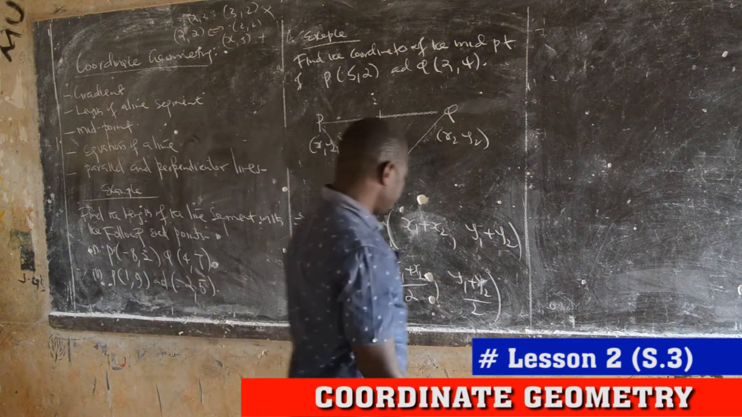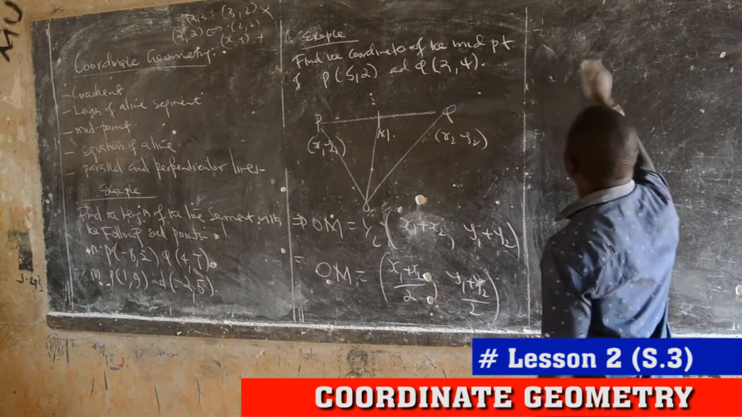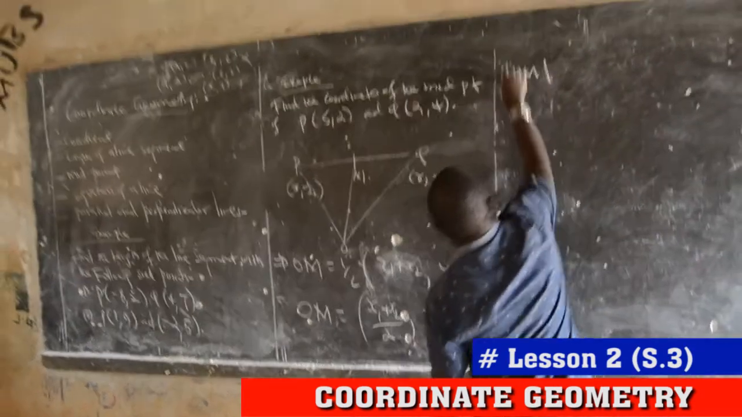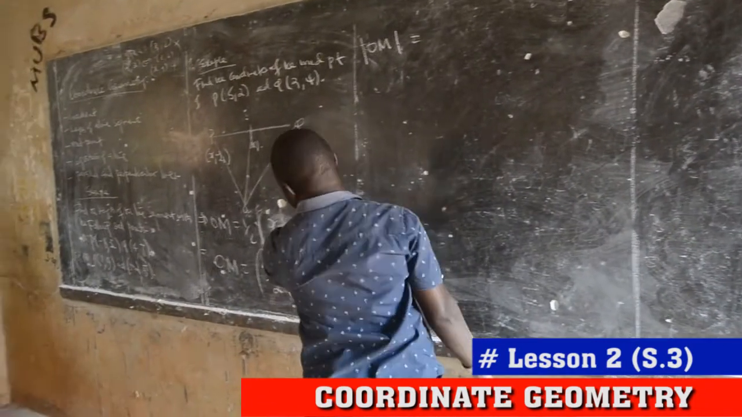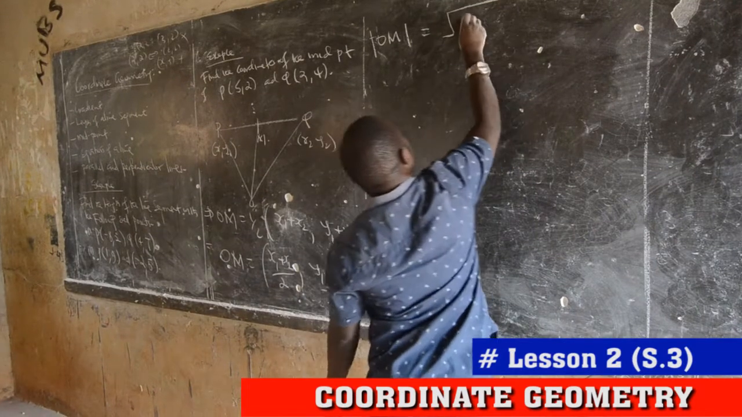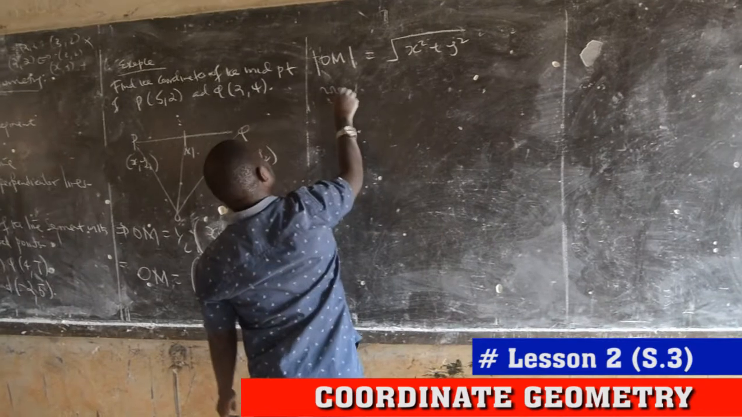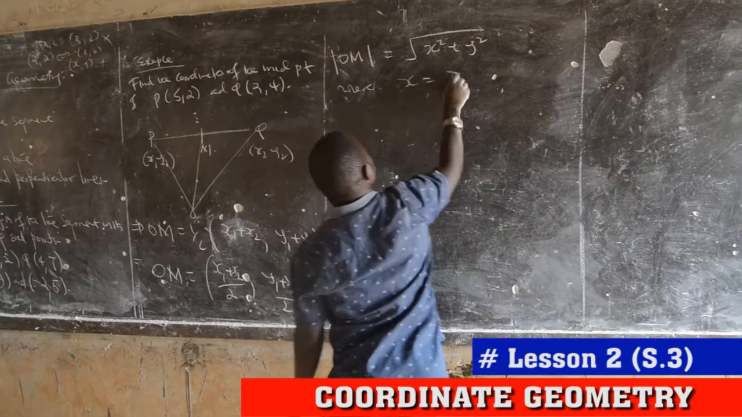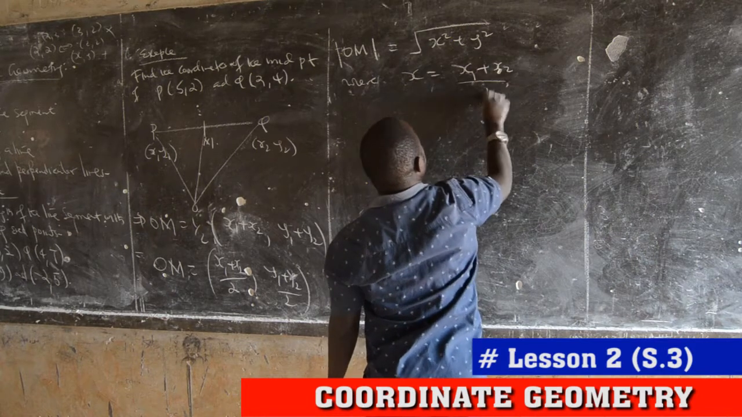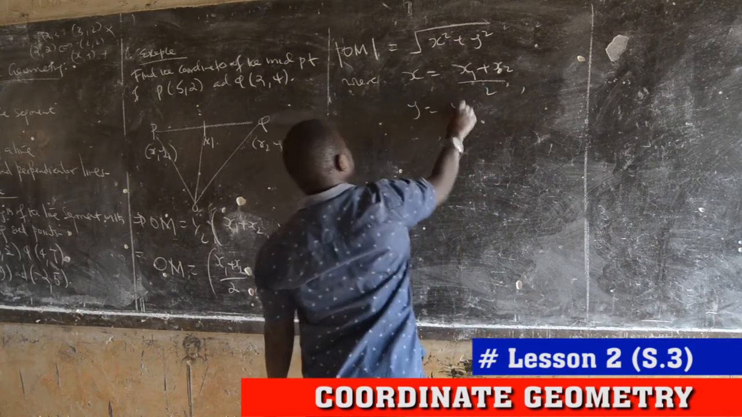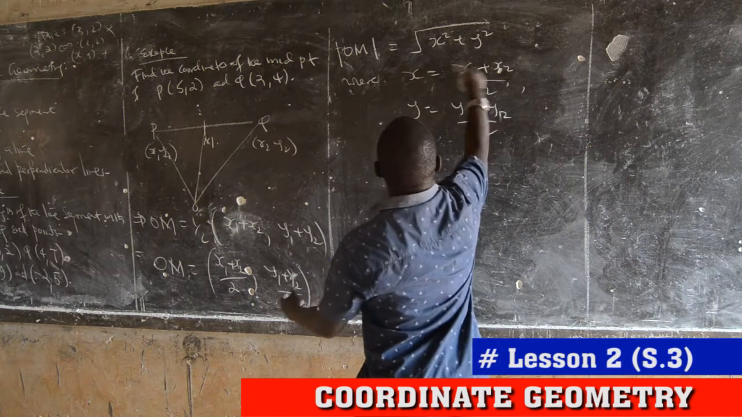If you want the modulus of this, the length of OM, it is going to be the square root of x squared plus y squared, where x is the overall of what you get here, (x1 plus x2) over 2, and y is the overall (y1 plus y2) over 2. So this is what you get.